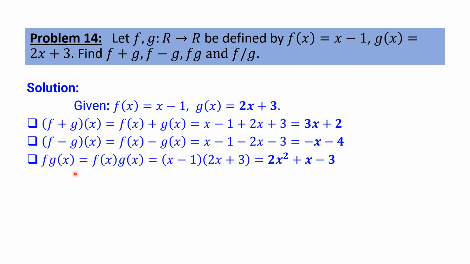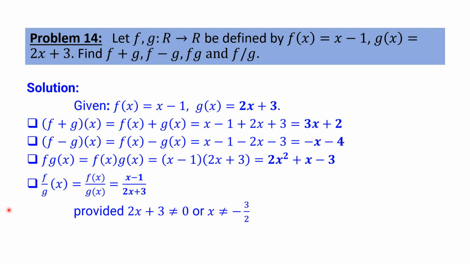(fg)(x) will be equal to f(x) times g(x). This will be equal to (x minus 1) times (2x plus 3), which will become 2x square plus x minus 3. And the quotient (f by g)(x) will be f(x) divided by g(x), which will be equal to (x minus 1) divided by (2x plus 3), provided that 2x plus 3 is not equal to 0 or x is not equal to minus 3 by 2.